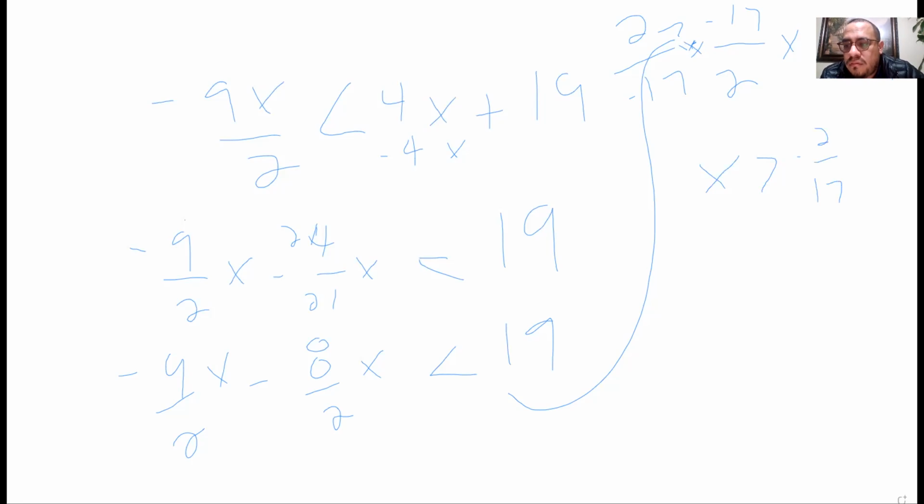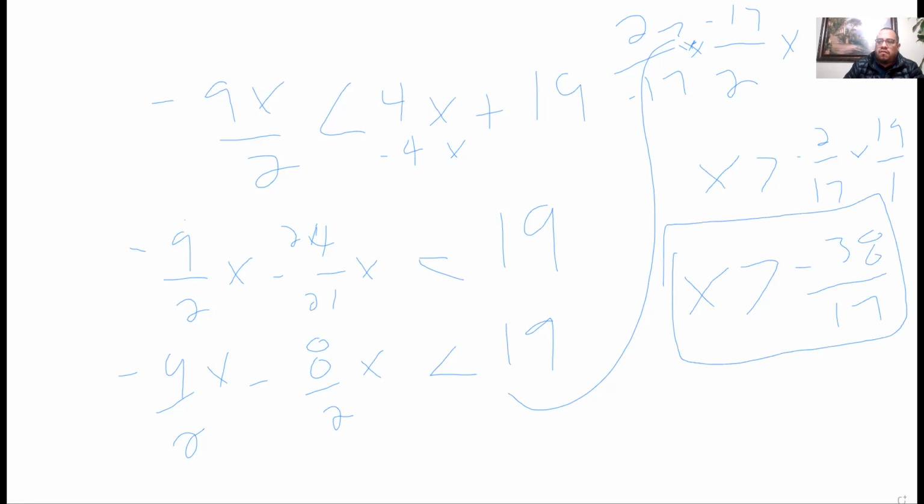Now we're left with x on the left, and on the right, 2 over -17 times 19 over 1. So x is greater than, 2 times 19 is 38, so it's -38 over 17 times 1, which is 17. This would be our final answer: x is greater than -38 over 17.